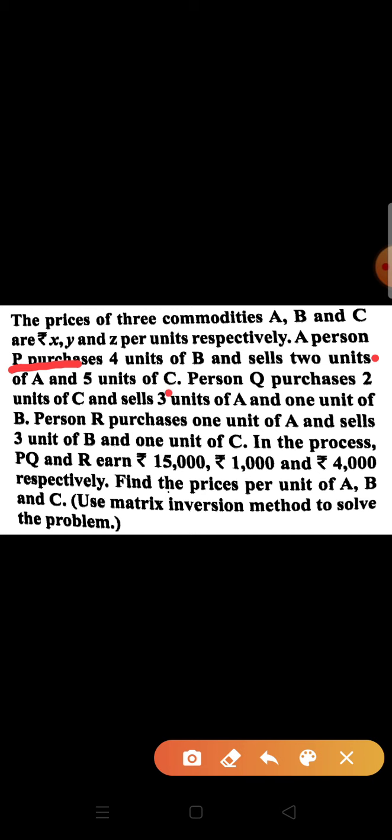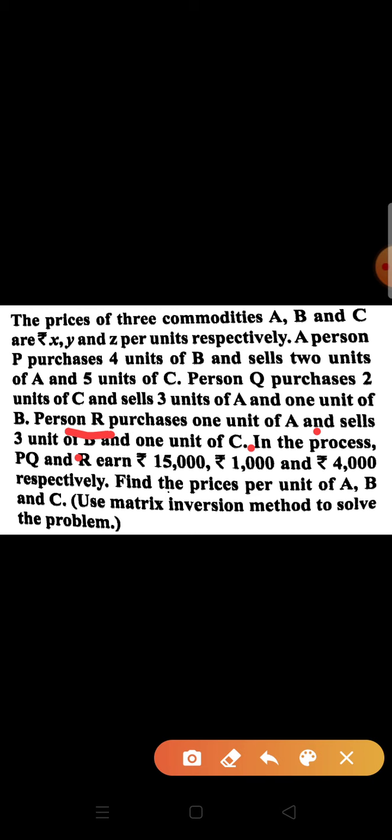Now the next person, Q, purchases 2 units of C and sells 3 units of A and 1 unit of B. The third person, R, purchases 1 unit of A and sells 3 units of B and 1 unit of C.